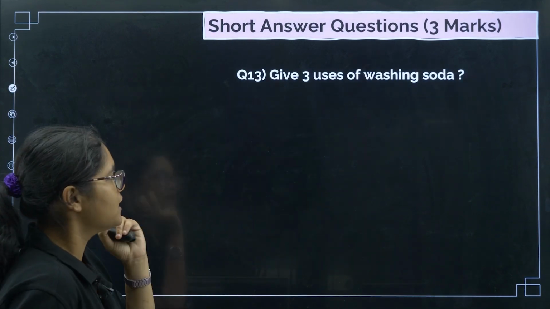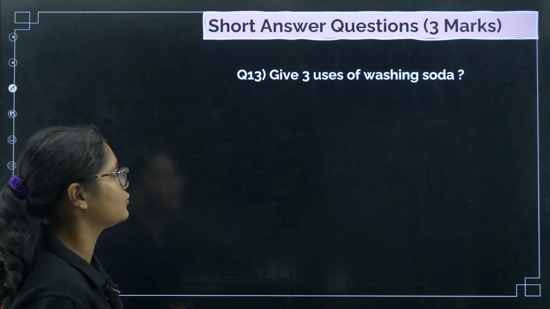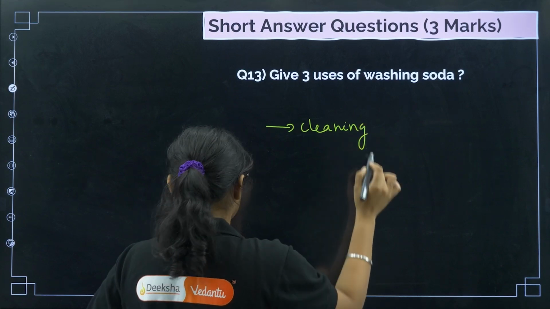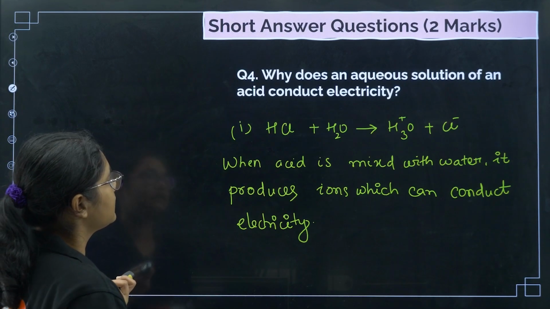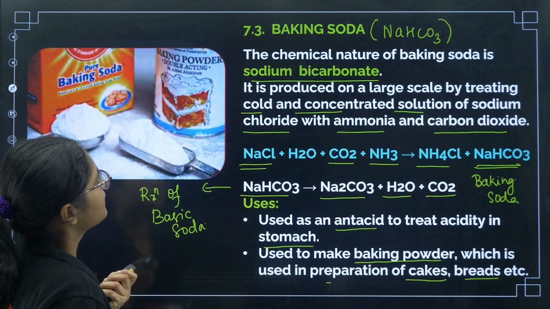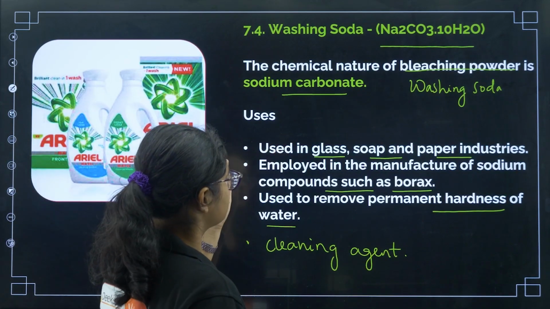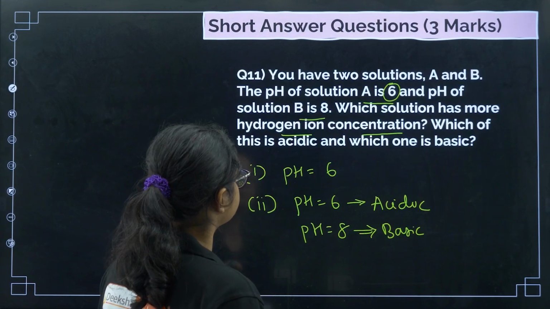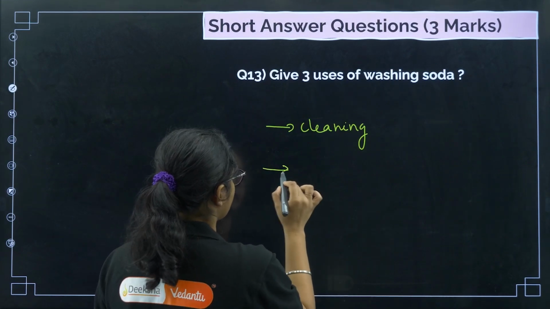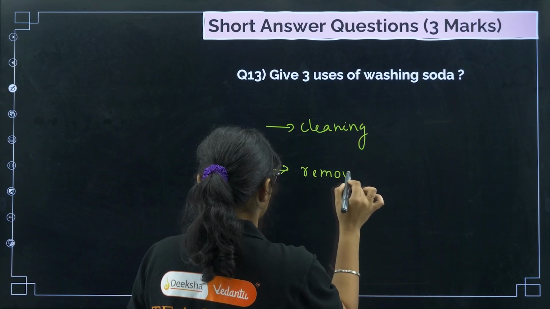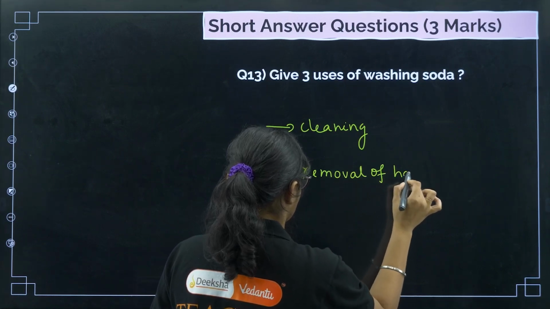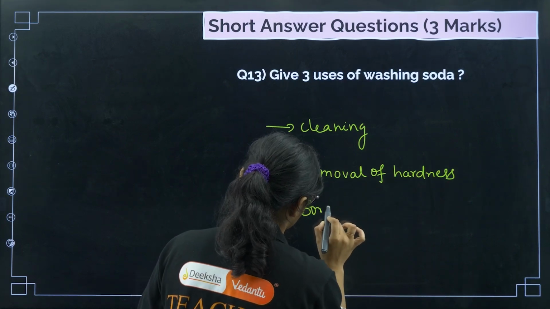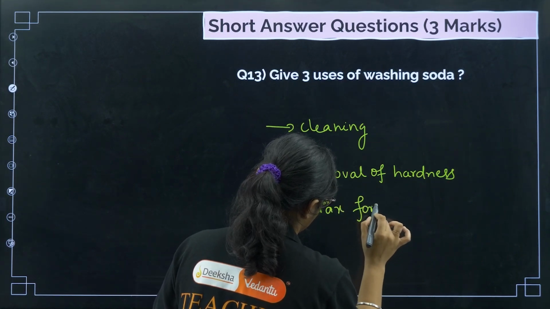Okay, next question. Give 3 uses for washing soda. So you can write, first is cleaning. Washing soda cleaning, we have seen many examples, many uses we have seen. Washing soda is used in glass and soap, in borax, and in removal of hardness of water. So cleaning, then you can write removal of hardness of water, and then in the borax formation.